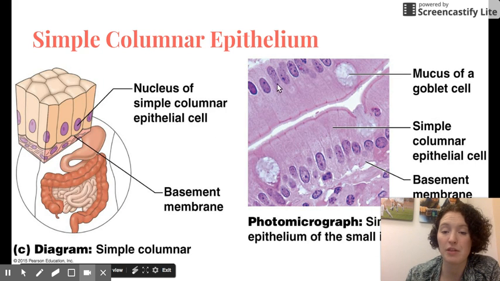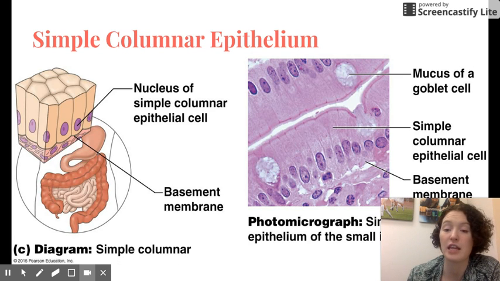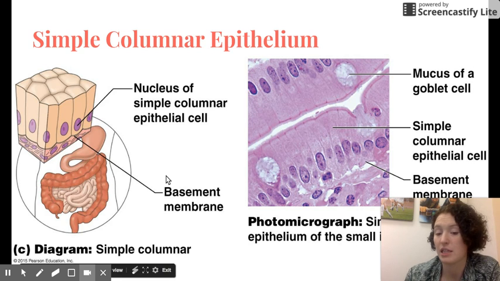Simple columnar epithelium. So here we have the columnar epithelium. Again, simple means it's a single layer. These can line the digestive tract, as an example. So this is here in the small intestine. Again, secretion and absorption are involved in these cells as well.